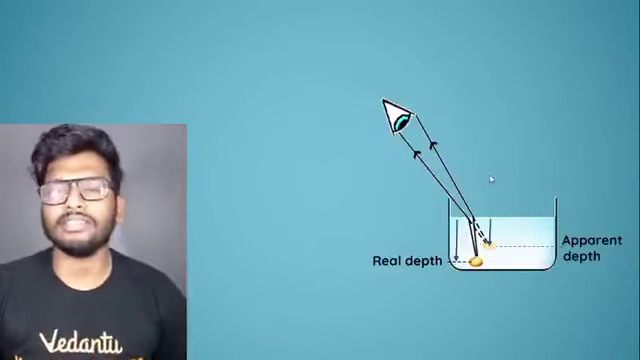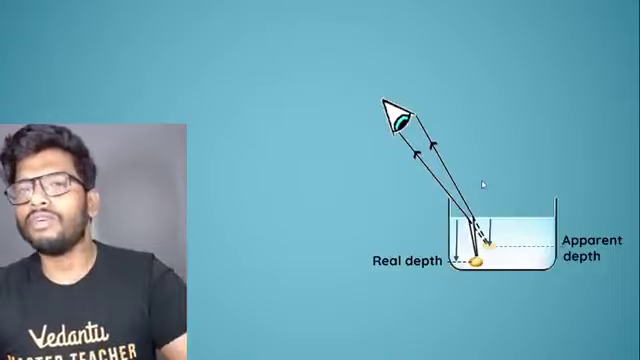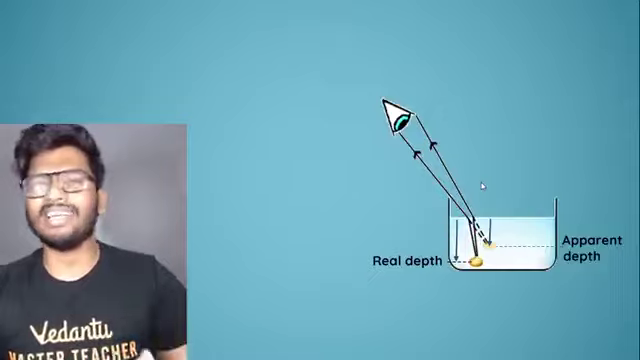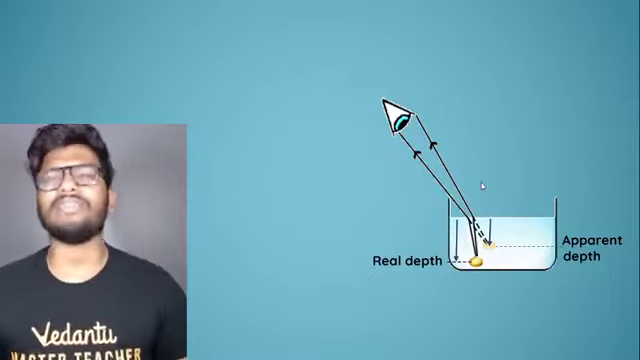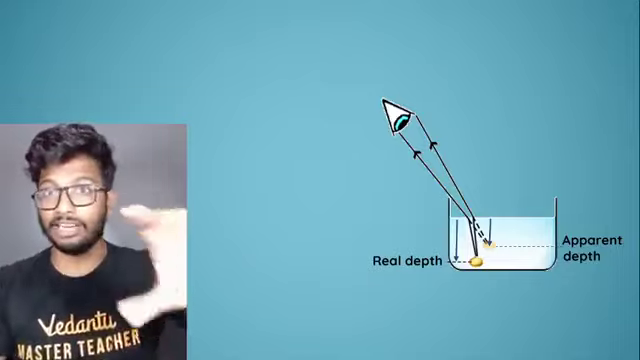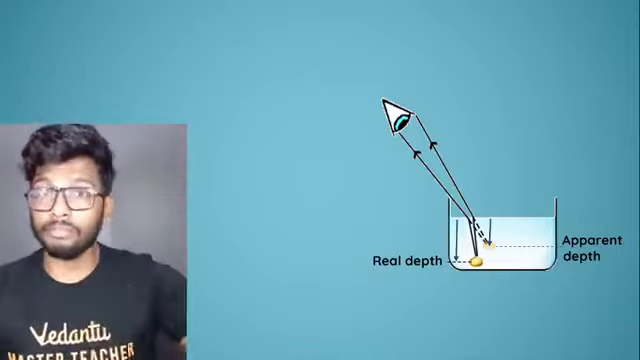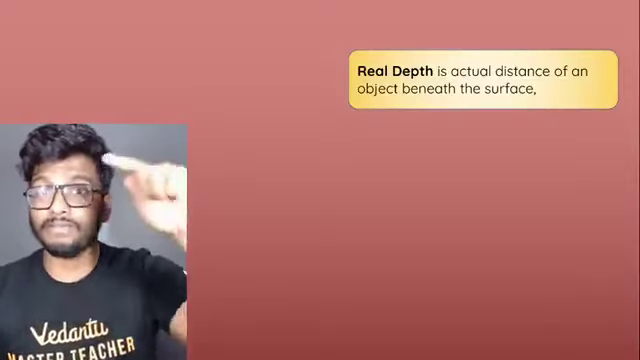Now that you've understood this case, let's move ahead and understand how we prove that real depth, apparent depth, and the refractive index of a medium are related. So like I told you, this is the apparent depth, this is the real depth. Now remember these terms, because I'll be asking this as we go ahead, and when we're doing the proof as well. So remember these terms very, very carefully.